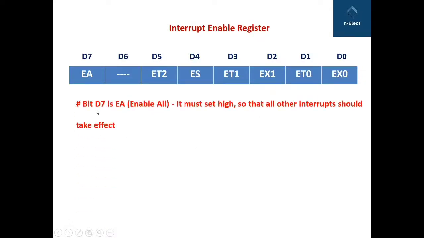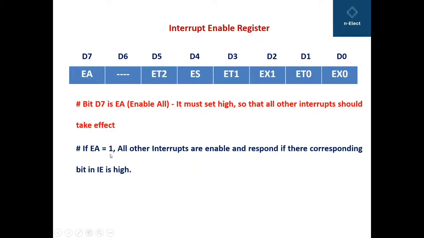Now bit D7, we are starting from here, is EA, that is enable all. What is the meaning of this? It must be set high, means it must be 1, so that all other interrupts take effect. Means whatever the bit position of these interrupts is, the bit position of this EA has to be 1. When this is 1, only then will all these interrupts take effect, and if this is 0, no interrupt can take effect despite their bit position.